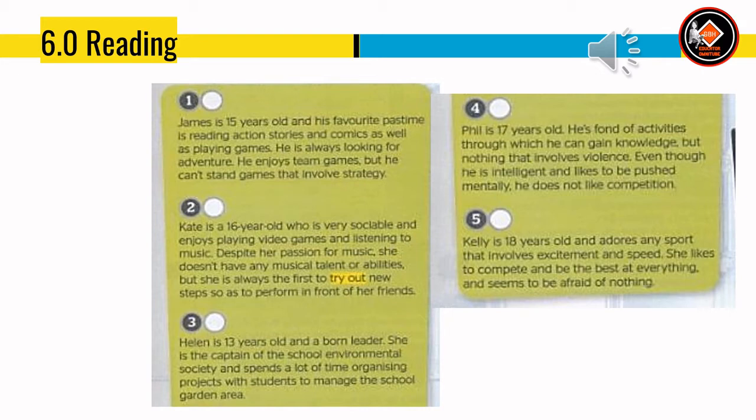Read. B. Read the information about the 5 teenagers below. Match each teenager with one of the computer games on the right that you think would interest him or her the most. Write A to H. There are 3 extra games which you do not need to use.